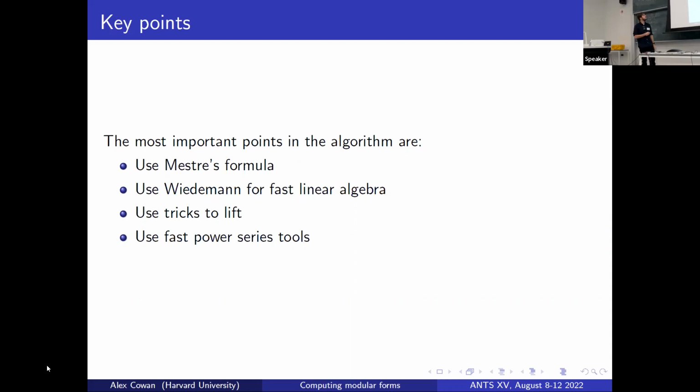Well, the whole algorithm is really about Mestre's formula, right? The left-hand side was the q-expansion, the right-hand side was that thing with the eigenvector. The whole algorithm is about evaluating the right-hand side of Mestre's formula. The second thing to remember is that the main reason this algorithm is fast, the main reason that we got q-expansions that hadn't been computed before, is because Wiedemann's algorithm is really fast. It's just a great algorithm. The third thing to remember is that we had some tricks to lift these eigenvectors back to characteristic 0. And the fourth thing to remember is that all these standard power series tools are nothing new, but it is really important to be aware of them because they're just so useful in so many different situations.